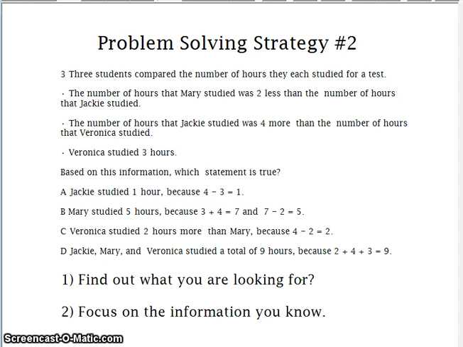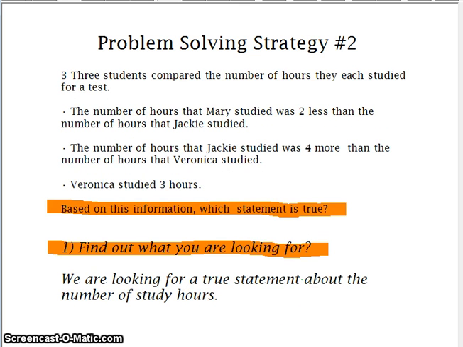Now, our second strategy that we're going to use in order to tackle this problem, we're going to find out what we're looking for, and also we're going to focus on the information that we know. What are we looking for? Again, we're looking for what statement is true concerning the young ladies' study hours.